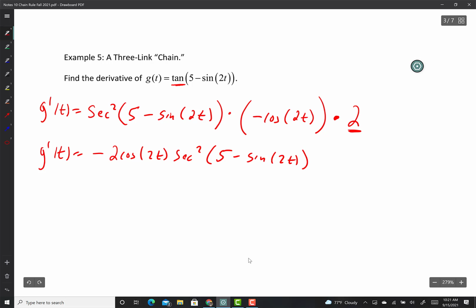And I think there it is. I don't think I messed up with any other parentheses. Oh, there's nothing to distribute. These are arguments that belong to secant or secant squared, and the 2t belongs to cosine. So there's nothing to FOIL out or distribute or multiply.